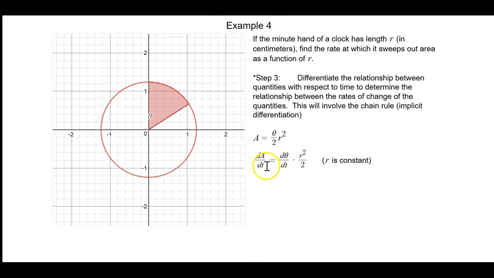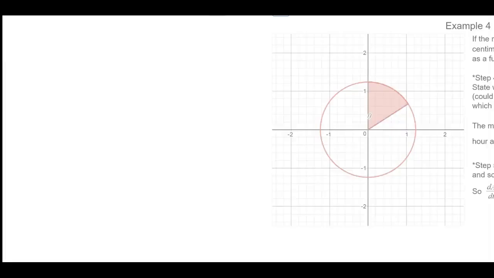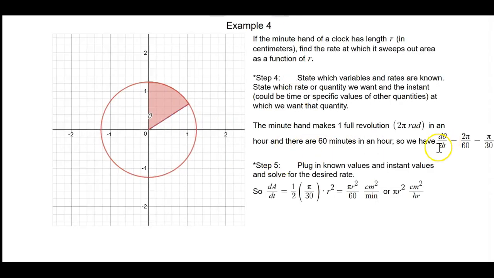So dA dt is going to be given by d theta dt times r squared over 2, because our variable in this case is theta. Theta is what's changing with respect to time, not r. If you think about it, the length of a minute hand on a clock is not changing. It's constant. So now we need to figure out what d theta dt is.